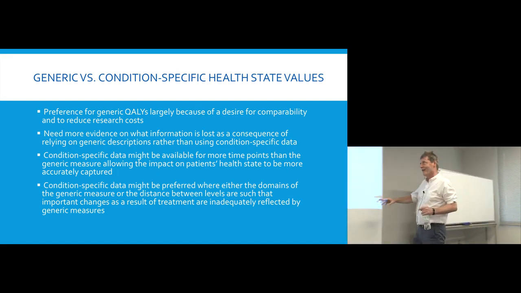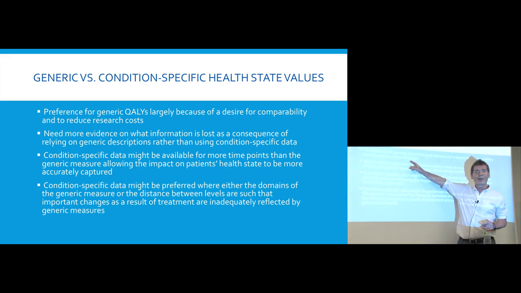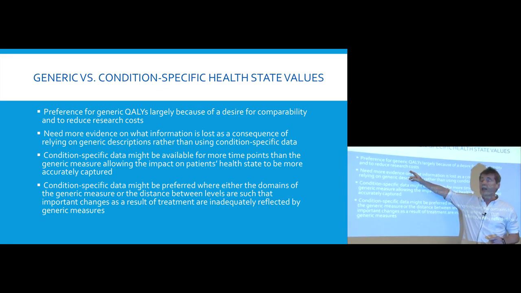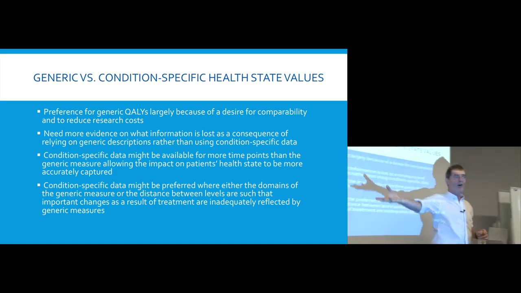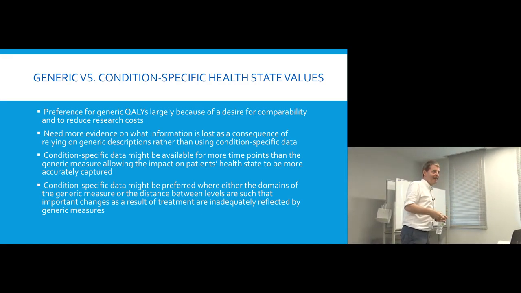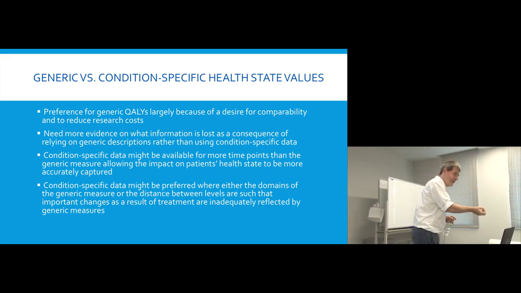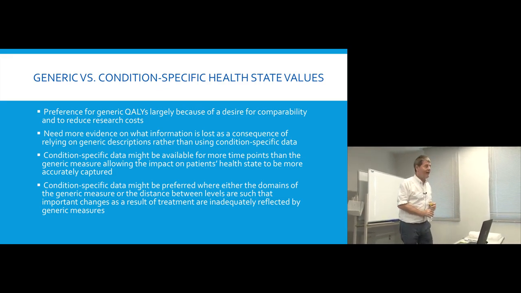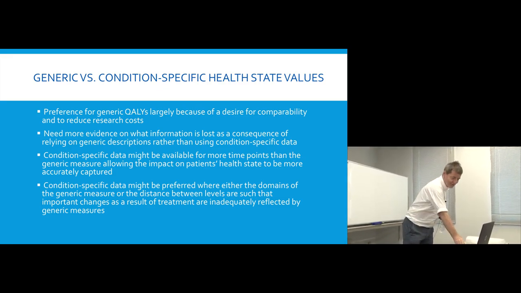Also, it's not very important, but research costs as well. With the EQ5D or any other generic preference-based measure, we've got the numbers. We can use them again and again. If we're going to develop condition-specific QALYs, we're doing this research fresh to some extent each time. Now that's great for academics, but it's not so good for anybody else.